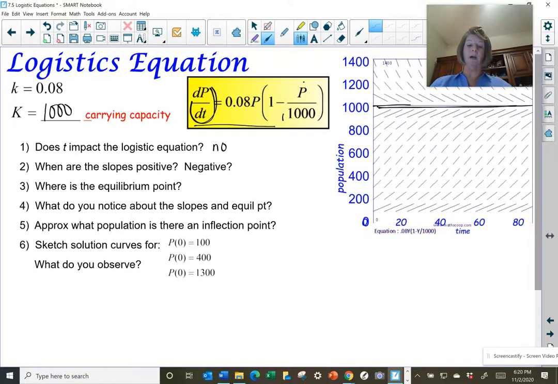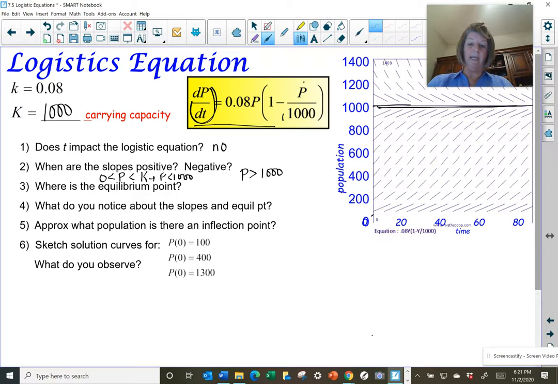When are the slopes positive and when are the slopes negative? Positive slopes is when P is less than K, which means that P is less than 1,000. But it also has to be bigger than 0. So let's say that P is greater than 0, but less than 1,000. Get very specific there. When is it negative? When P is greater than 1,000. Because then I'd be above and I need to come down.